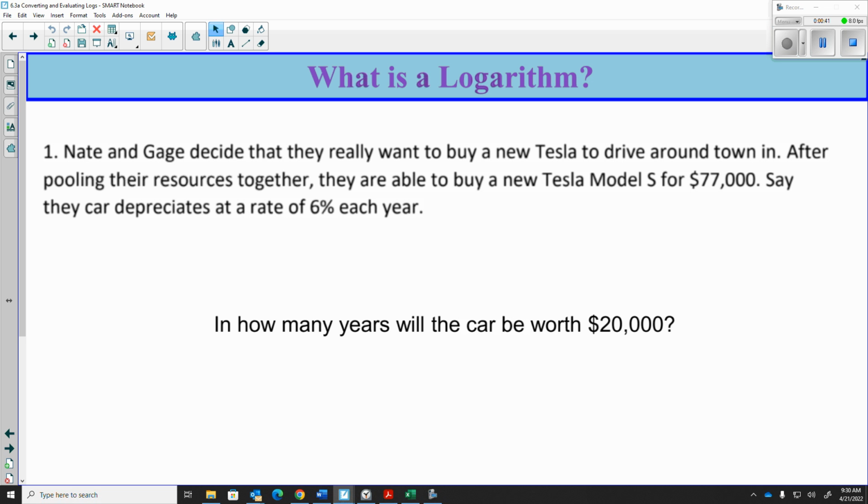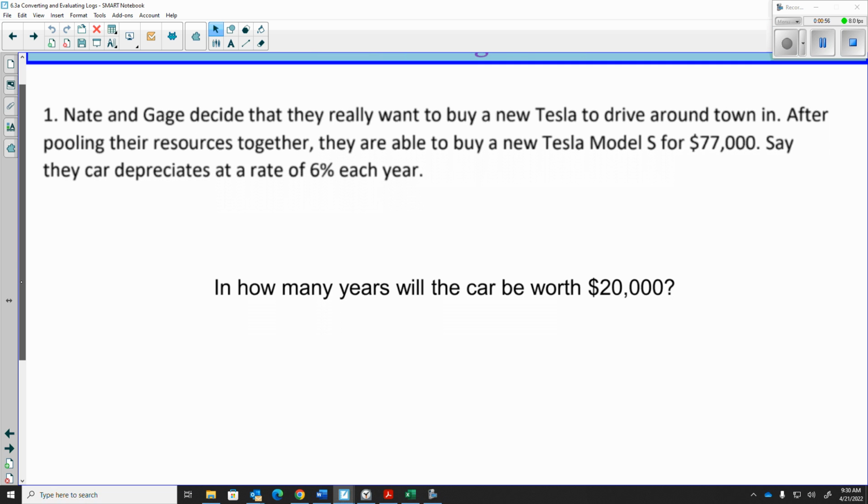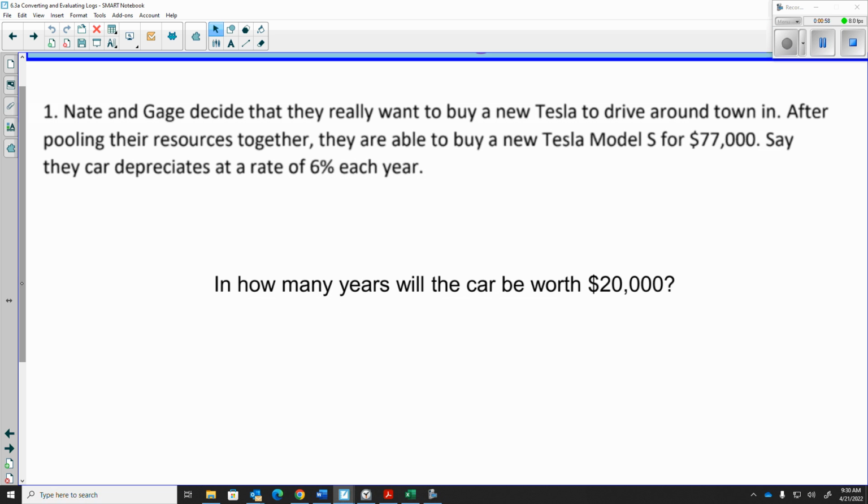Anyways, Nate and Gage decided that they really want to buy a new Tesla. They pool their resources. They buy a Tesla for 77 grand. Say the car depreciates at 6%. And then it asks this, how many years will the car be worth $20,000? Okay, so there's a little bit of recap from what we were doing earlier.